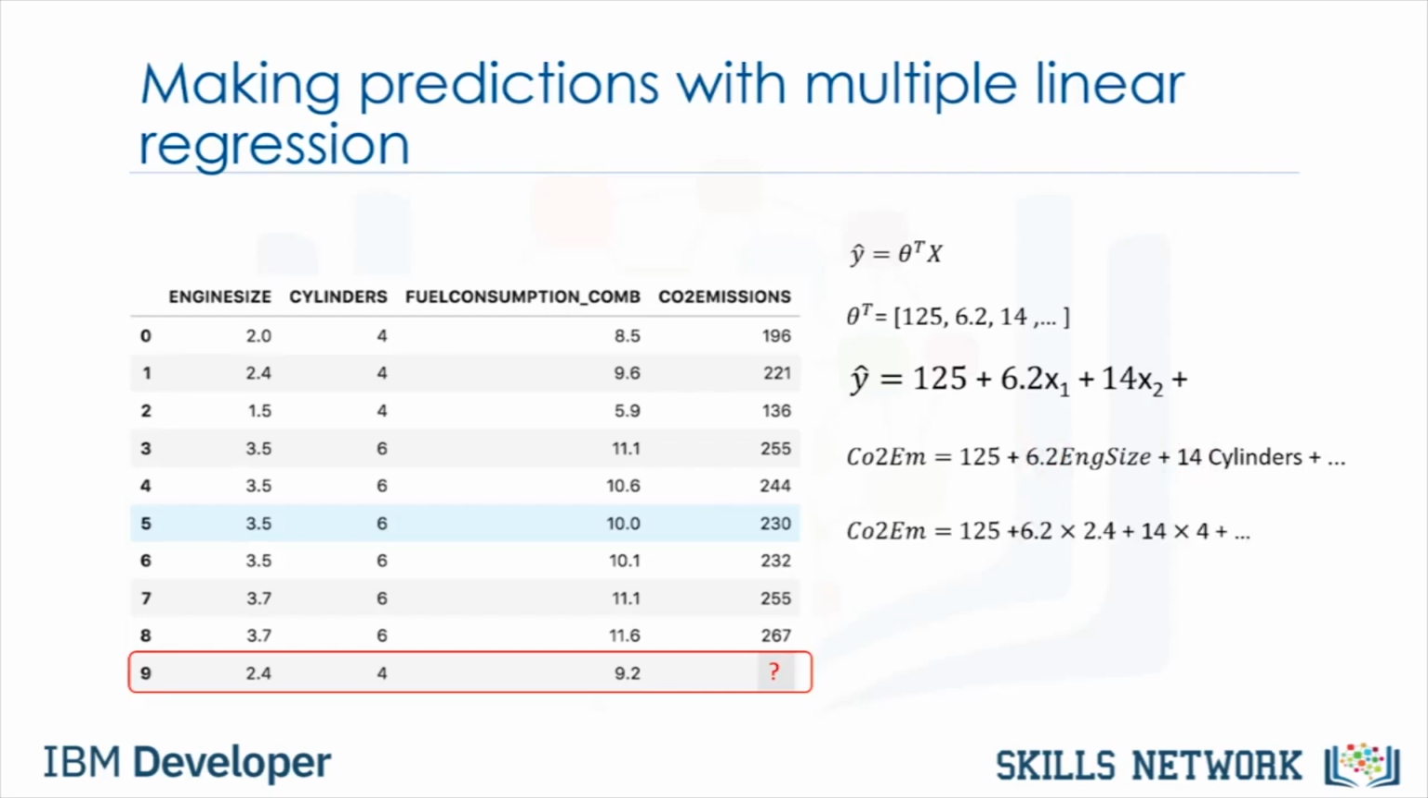Now, let's plug in the 9th row of our dataset and calculate the CO2 emission for a car with the engine size of 2.4. So, CO2 emission equals 125 plus 6.2 times 2.4 plus 14 times 4, and so on. We can predict the CO2 emission for this specific car would be 214.1.